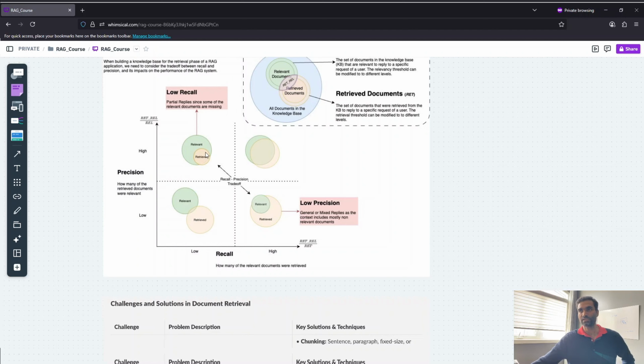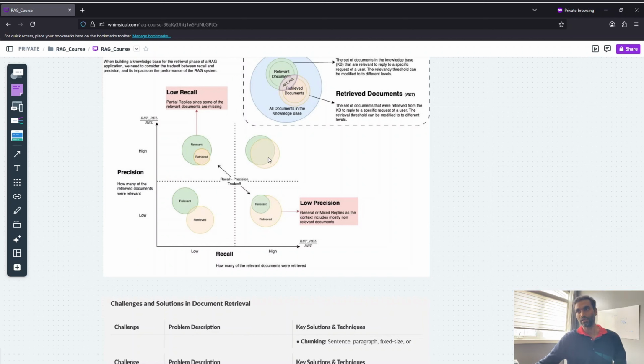Now you can see that it is low recall. Why? Because it gives partial replies, and some of the relevant documents are missing. Within the relevant documents, it retrieved only a partial subset. So definitely some part of the answer is missed, which is not in the retrieved documents. So this is low recall, and you can see this is low precision.